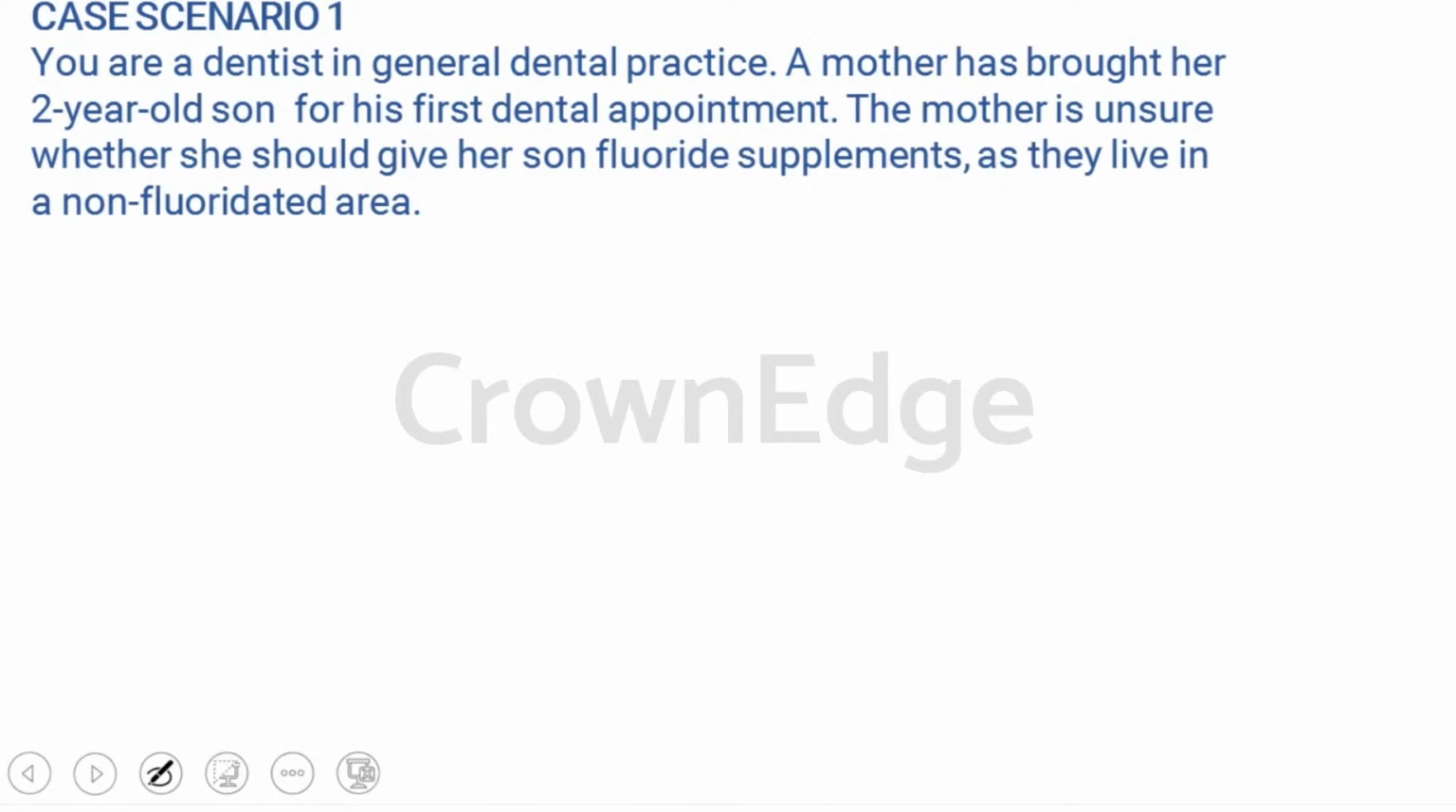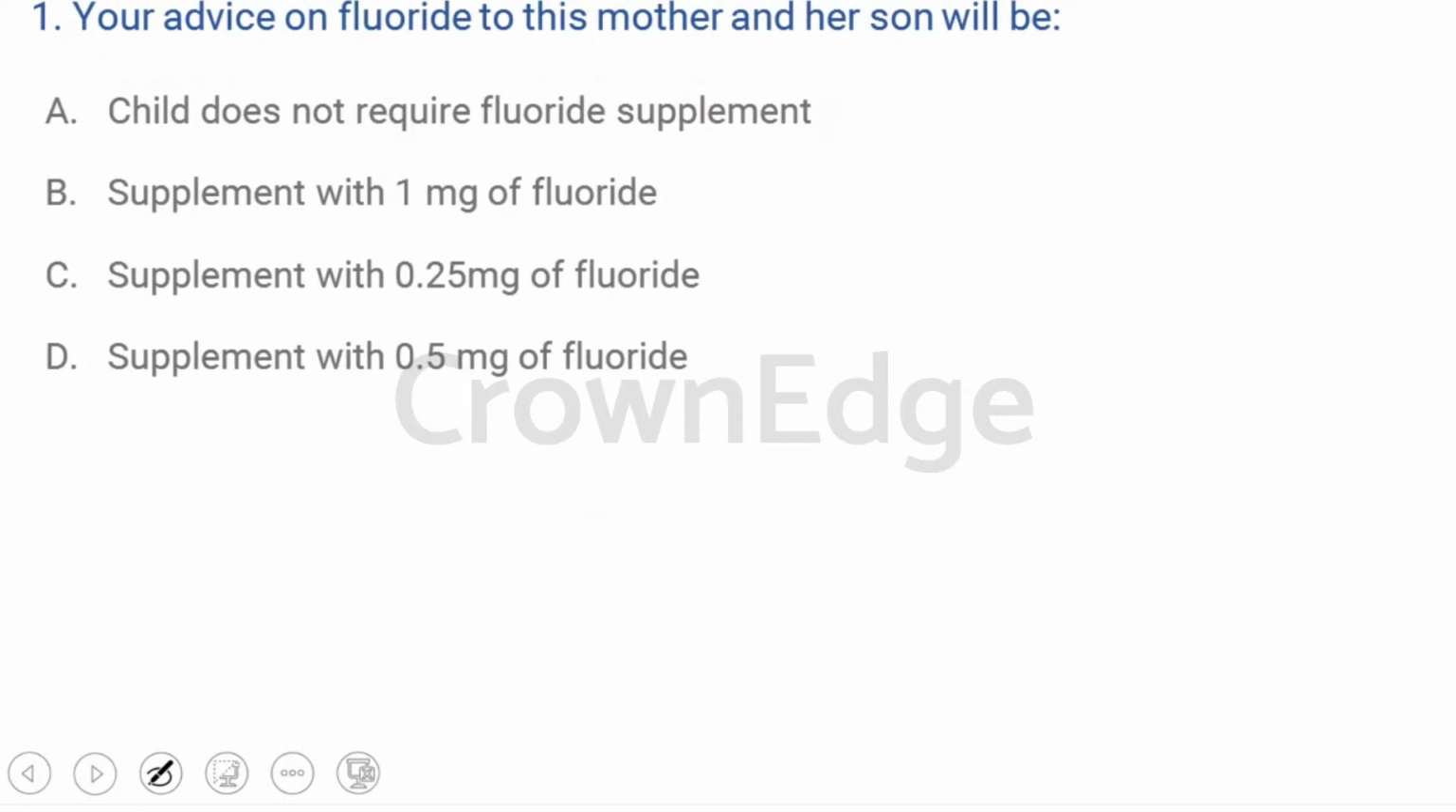Now we're going to have a case scenario here. All right. So you are a dentist in a general dental practice. A mother has brought her 2-year-old son for his first dental appointment. The mother is unsure whether she should give her son fluoride supplements as they live in a non-fluoridated area. So now very important for you to notice here is two things. One is the age of the patient, okay, and another fact is that they live in a non-fluoridated area. Okay, so let's go on to the next part of the question.